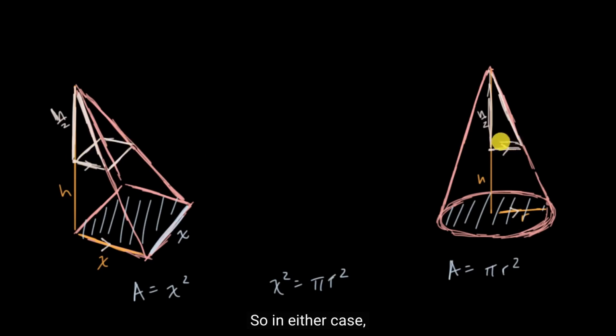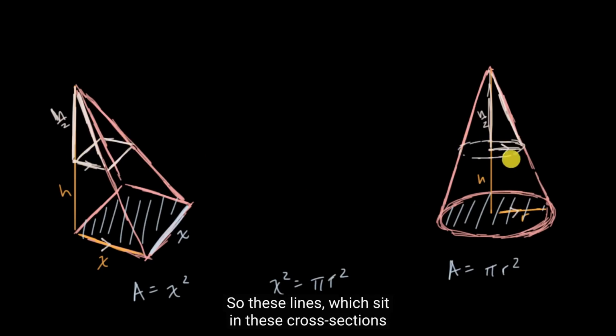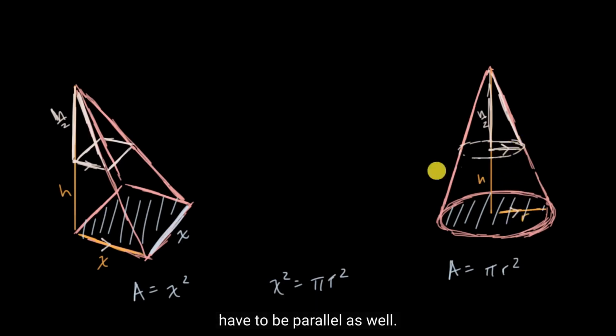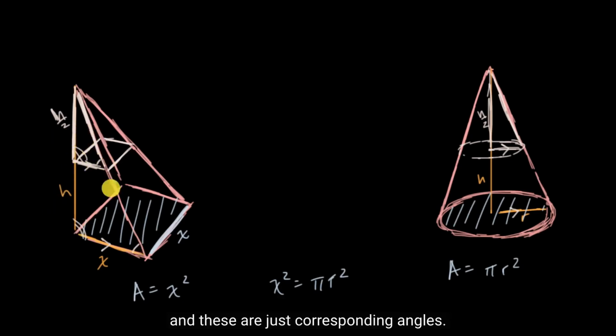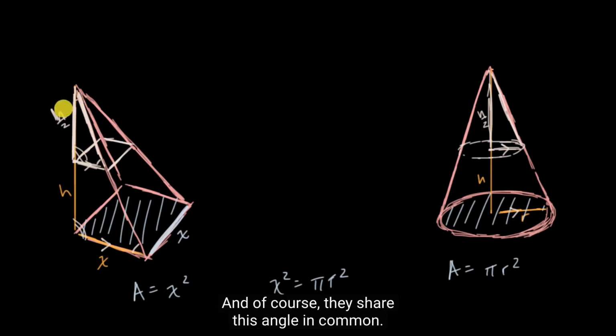So in either case, these cross sections are going to be parallel. So these lines, which sit on the base and sit in the cross section, have to be parallel as well. Well, because these are parallel lines, this angle is congruent to that angle. This angle is congruent to this angle, because these are transversals across parallel lines, and these are just corresponding angles. And of course, they share this angle in common.